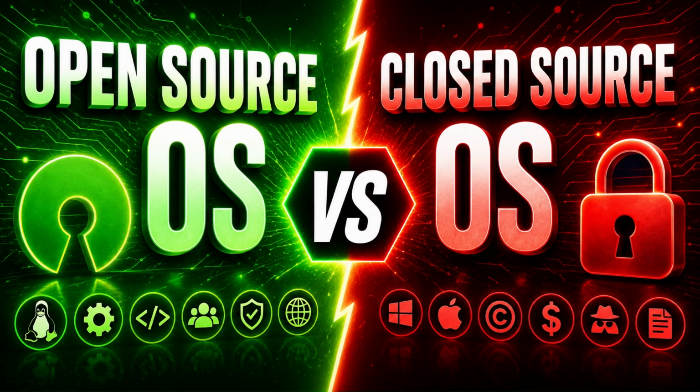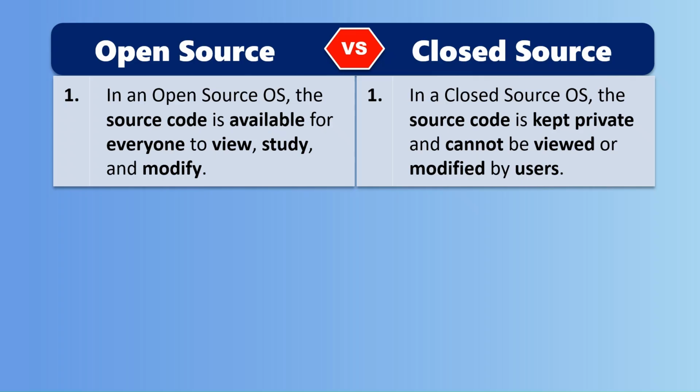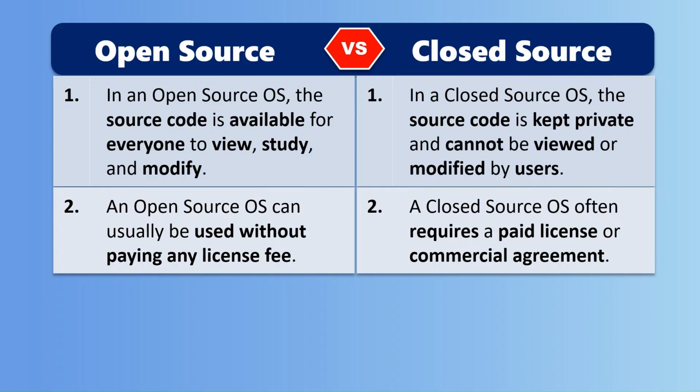Let's see what is the difference between open source OS and closed source OS. In an open source OS, the source code is available for everyone to view, study, and modify. In a closed source OS, the source code is kept private and cannot be viewed or modified by users. An open source OS can usually be used without paying any license fee.